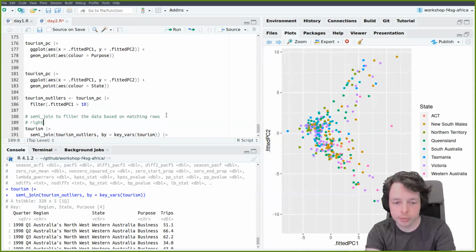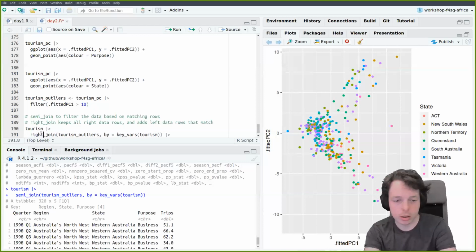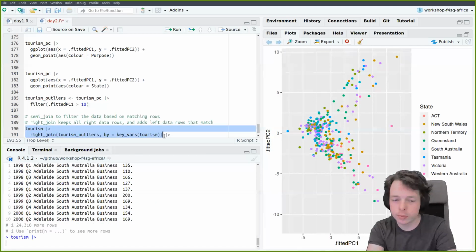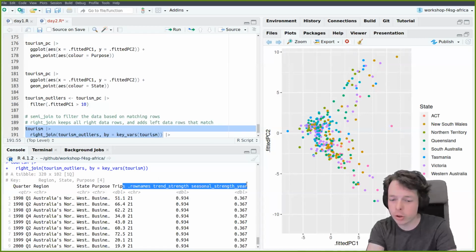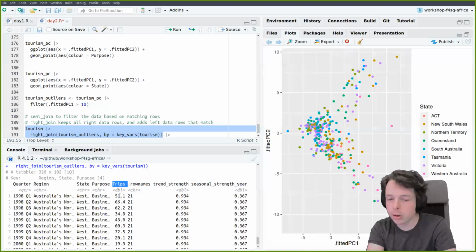A right join keeps all right data set rows and adds left data rows that match. So what that means is if I did a right join, I'd be keeping all of the rows from this data set, my 4 rows, and the 100 columns. And what I'd be doing is adding on the matching time series to that data set. So you'll see we keep all of the feature information, which we don't really need. That's why I prefer the semi-join here. But we still do have the trips variable that we can plot.